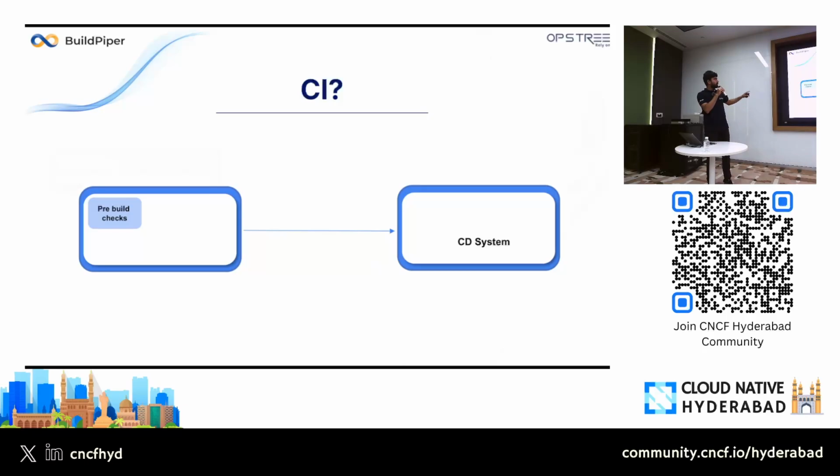CI typically consists of two phases. You can have pre-build checks, which have basic testing even before you compile your source code. Let's say you're doing a dependency check, or you're doing Git leaks scanning. All of these checks can be part of your pre-build checks. They are typically quite fast, and their execution time hardly lasts a minute or so.